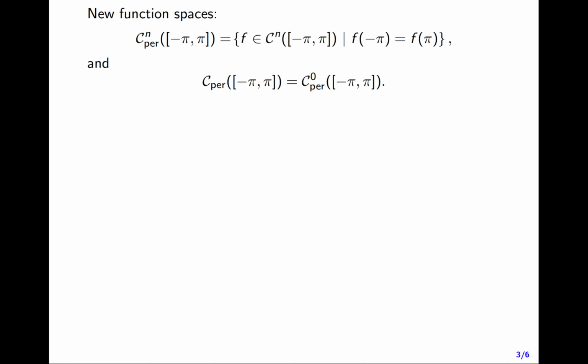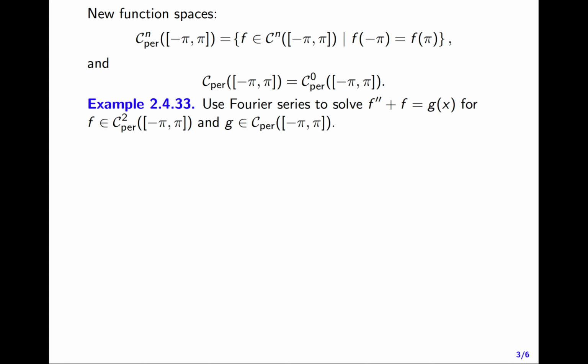And I'll also put C periodic of minus pi to pi is C^0 periodic of minus pi to pi. So C periodic of minus pi to pi, these are the continuous functions on minus pi to pi that are 2 pi periodic. So I'm always assuming that f of minus pi equals f of pi in these function spaces, so I can always invoke the previous result relating the derivative coefficients to the original function's coefficients.